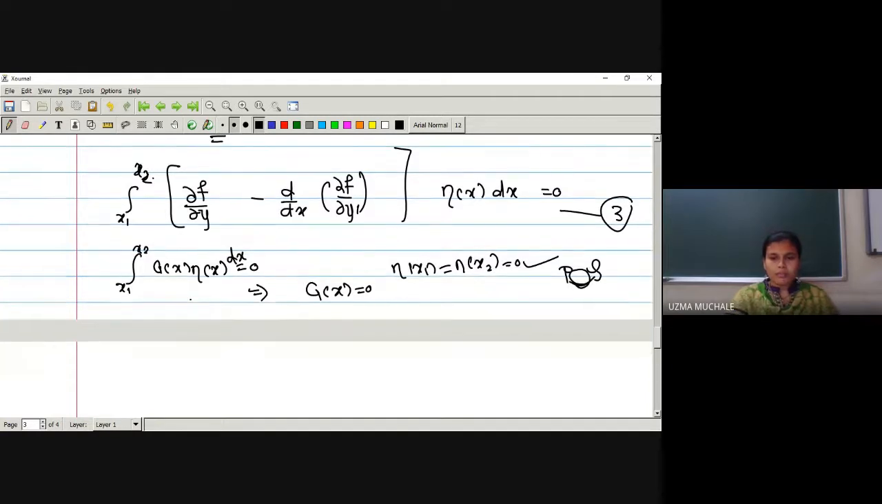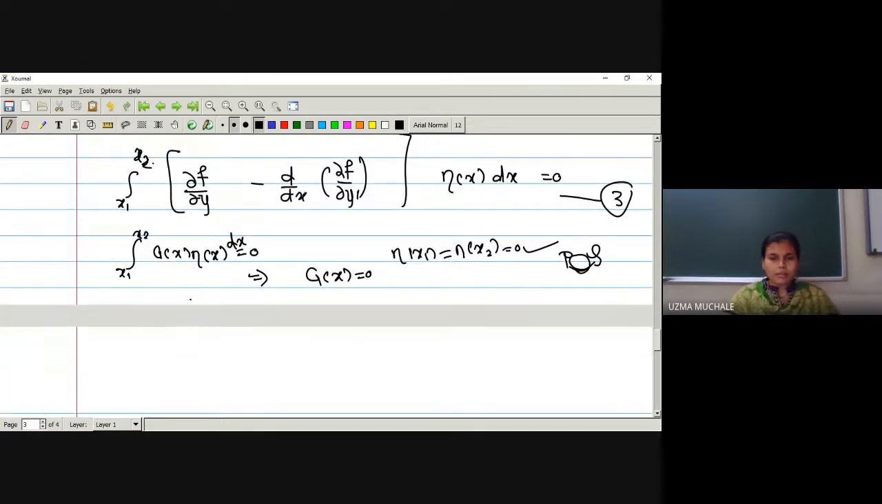Okay, all the paths are passing through the 2 points P and Q, right? So now we can use the basic lemma of calculus of variations. What we can write is the value of g of x is 0.